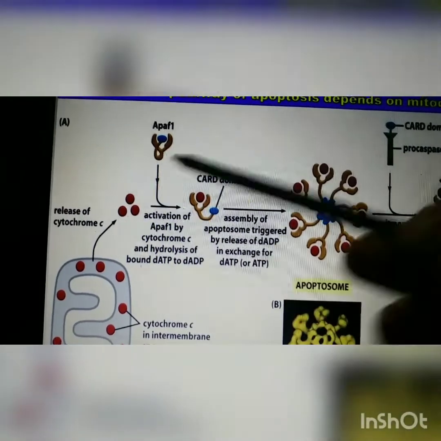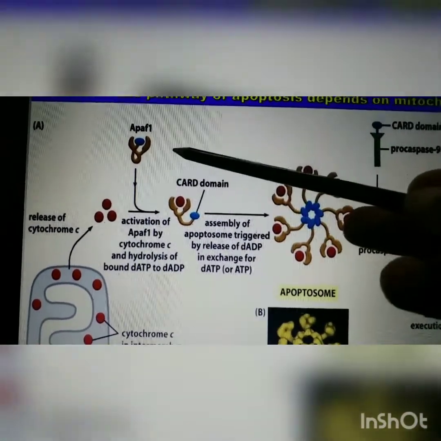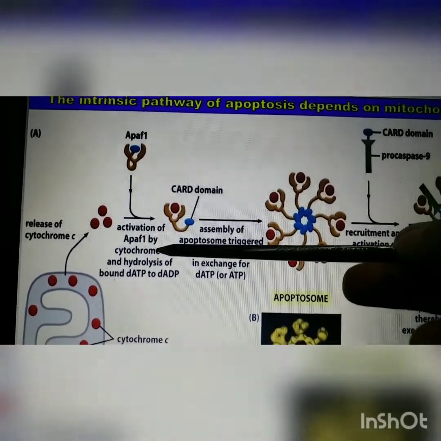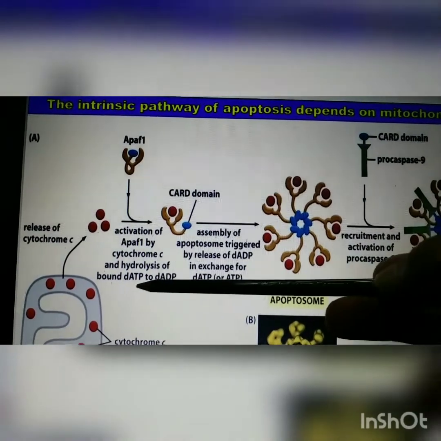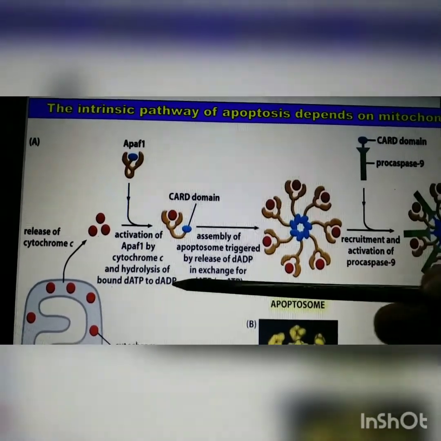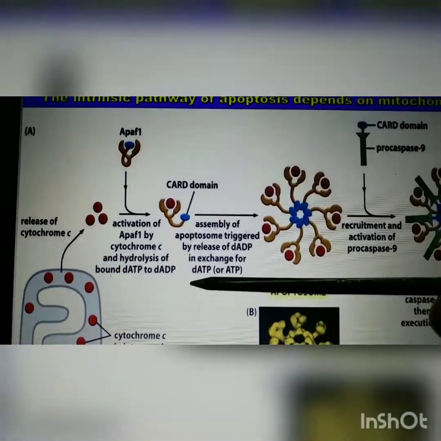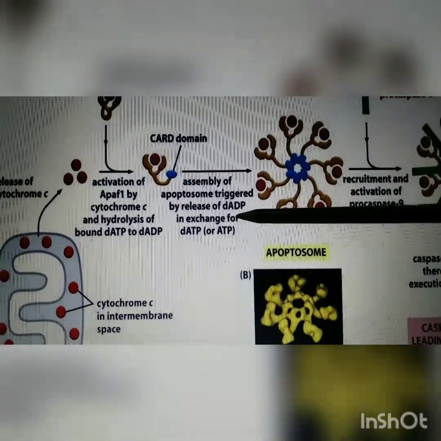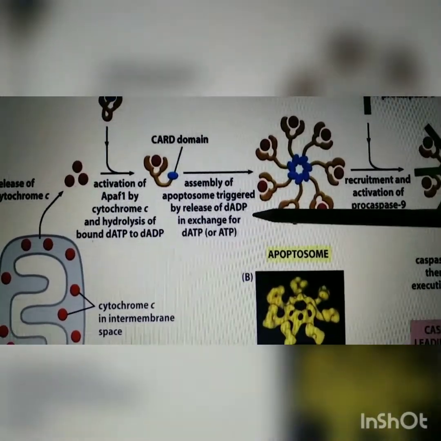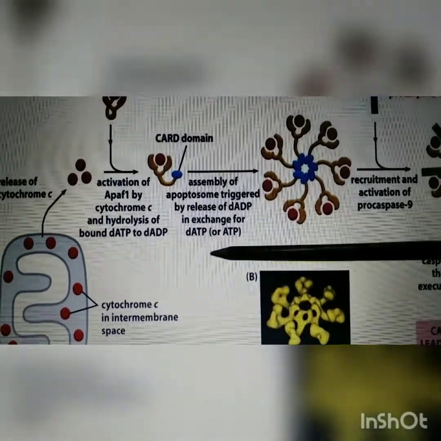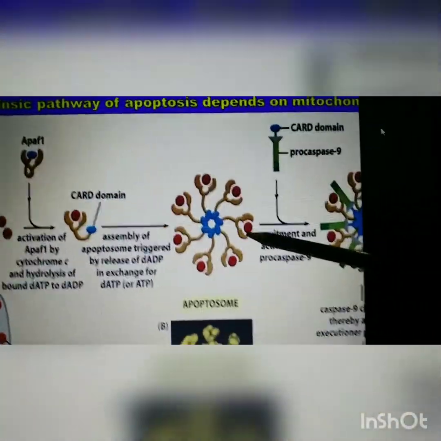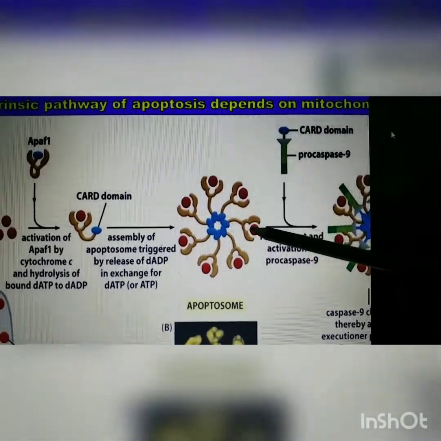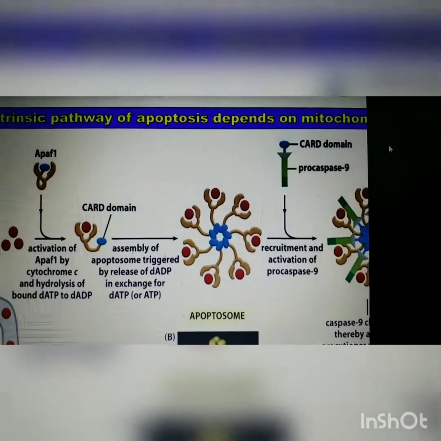Here is the second slide, same as I told you. Cytochrome C is released and comes to the cytosol, and here is APAF-1. Yesterday, last time, I told you about activation of APAF-1 by cytochrome C and hydrolysis of dATP to dADP. And here is a CARD domain. It is the assembly of the apoptosome triggered by the release of dADP in the exchange of dATP occurring at the CARD domain. And there is a C-terminal also, where we have WD-40 repeats which cause auto-inhibition.